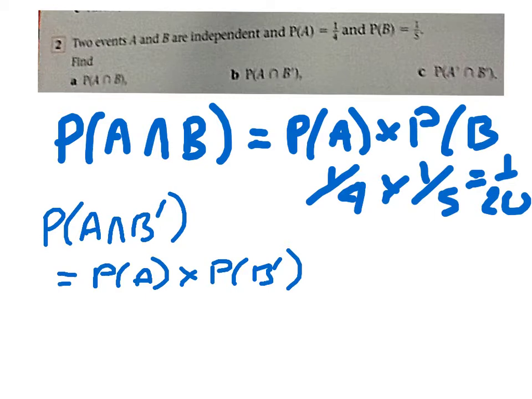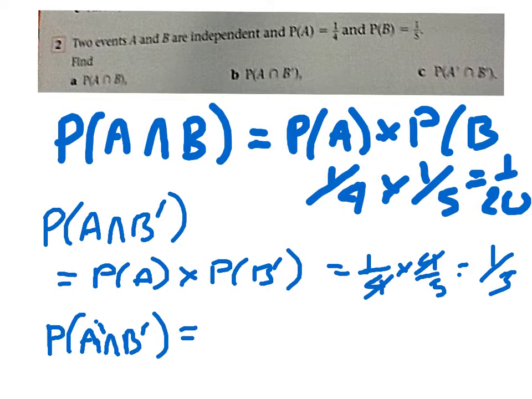So for part B, if we're looking at the probability of A and the probability of B not happening, the probability of A we already know is 1/4. The probability of B not happening is 1 minus the probability of B happening. So that would be times 4/5, since 1 take away a fifth is 4/5. So we're looking at 1/5 there. We'll just cancel those 4s. That's part B. Now on to part C.